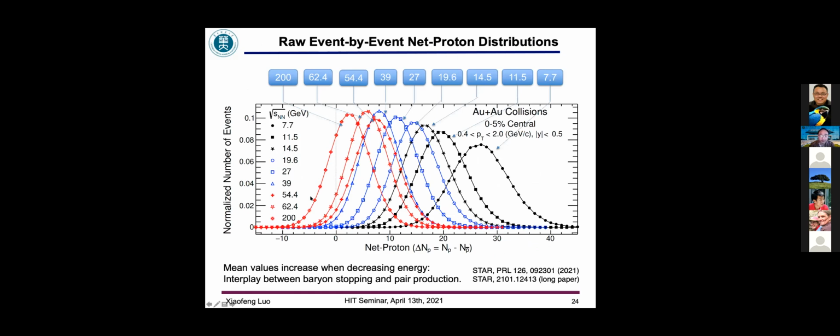Here I show you the net proton distribution from 200 GeV down to 7.7 GeV. You can see the mean values are very different. It's due to the interplay between stronger baryon stopping at low energy, and strong pair production of proton and antiproton at high energy. That's why we see the net proton mean value with strong energy dependence, and also their width.